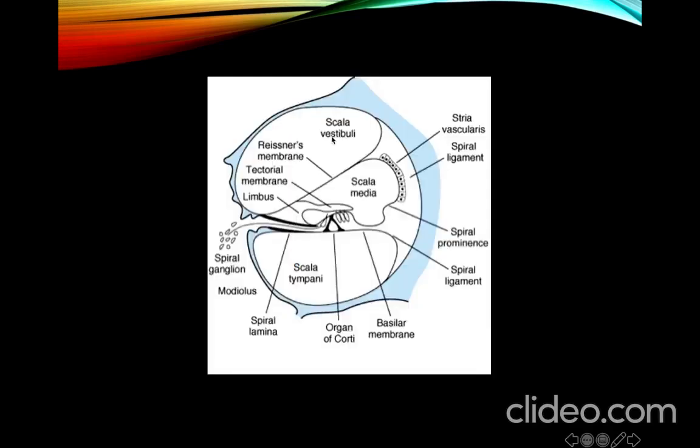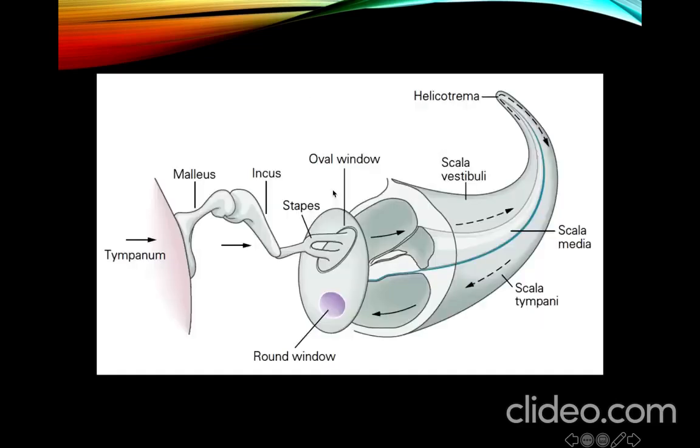Here is another picture of the scala vestibuli, scala media and scala tympani. As you can see, the membrane separating the scala media and the scala tympani is known as the basilar membrane. This one was Reissner's membrane and this is the basilar membrane. The basilar membrane is connected with a nerve known as the cochlear nerve, and it leads to a ganglion known as the spiral ganglion. The bony portion of the cochlea is known as the modiolus.